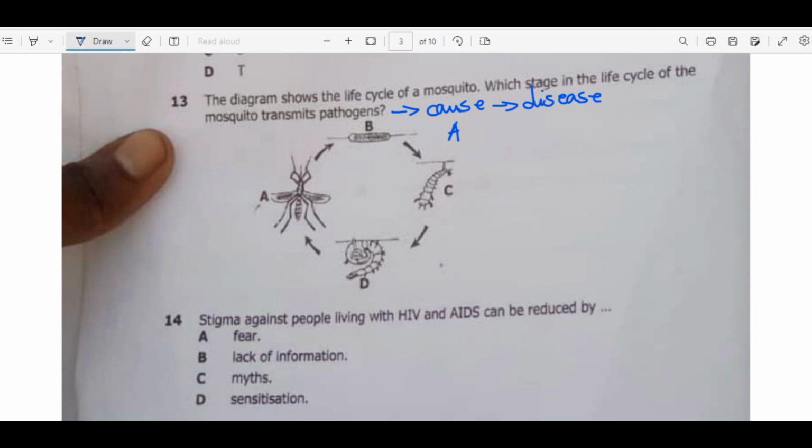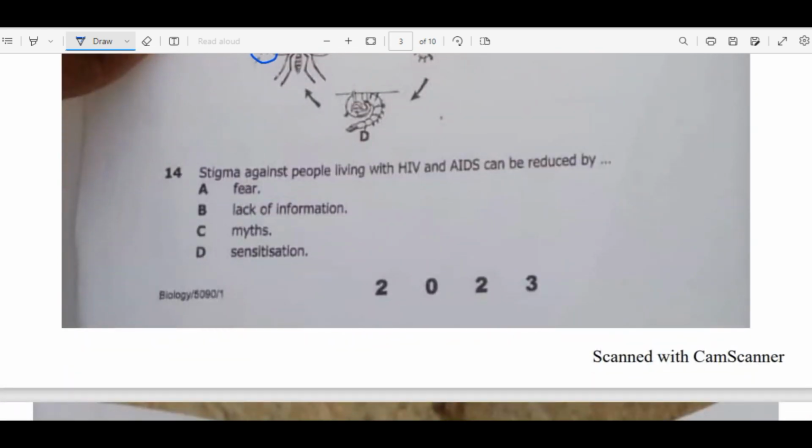If, for example, this person A is affected by malaria, then this B is not affected by malaria. So the pathogen, which is Plasmodium, in the blood of A must be transmitted to the blood of B. For this to be transmitted, we need something that will act as a transport. Whatever transmits the pathogen is referred to as a vector. So a mosquito is an example of a vector. Now from the 4 stages, at which stage can a mosquito transmit a pathogen? It's the adult, since the adult is able to move from one position to another position.